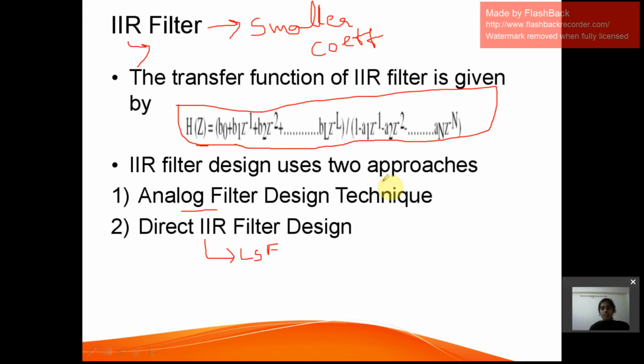That means the frequency components of the input signal are not shifted in time by the same amount. They cannot be shifted by the same amount of time. They will be shifted with different timings. These are the important aspects of IIR digital filters.